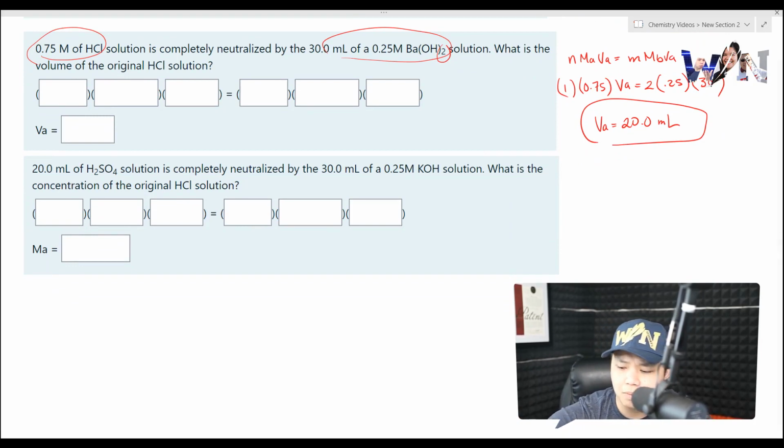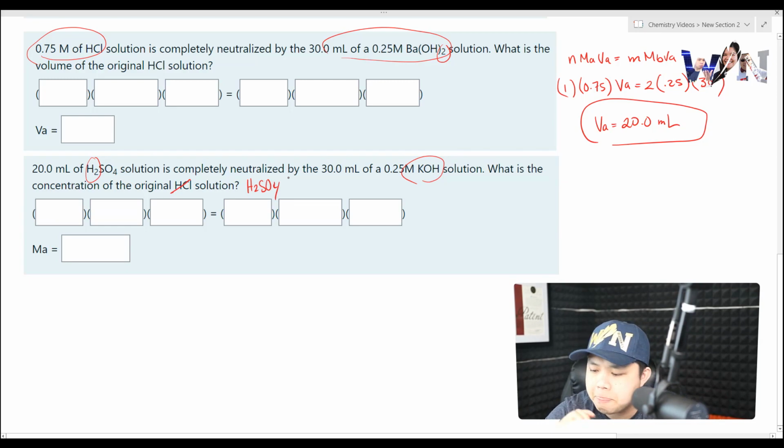Now let's try another problem where in this case we have sulfuric acid with 2 hydrogens, neutralized by KOH. What is the concentration? Well, in this case, I'm asking for the concentration of H2SO4. I forgot to change that in the problem. There you go. Now let's look at this problem. Same concept right there.